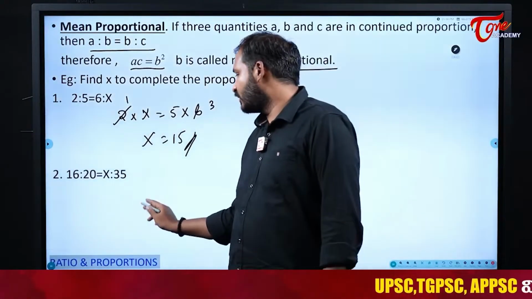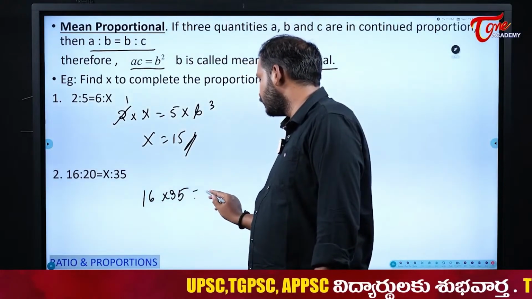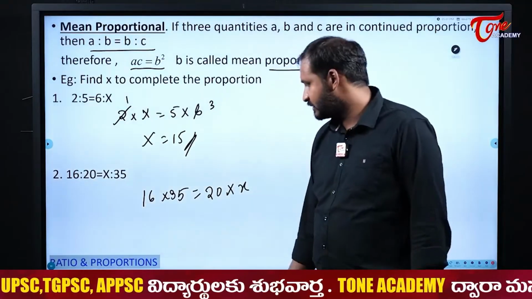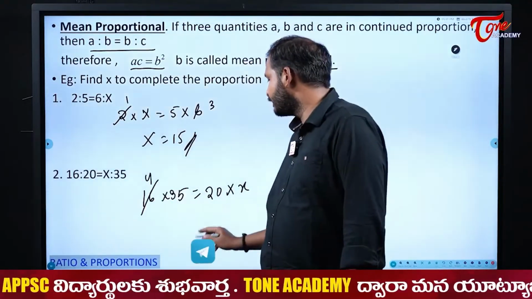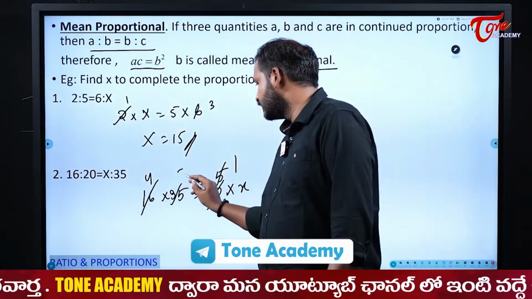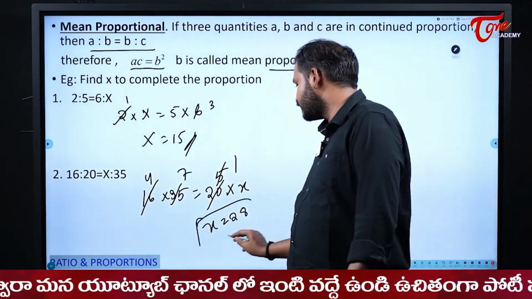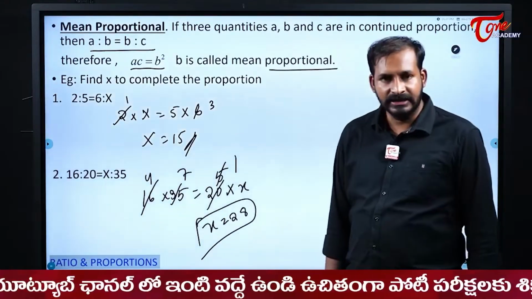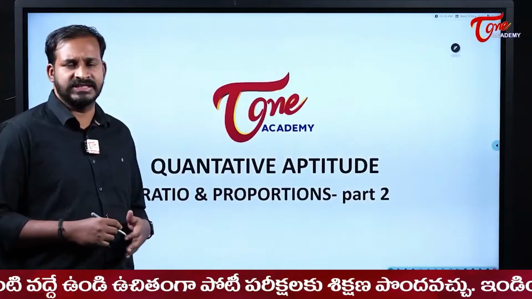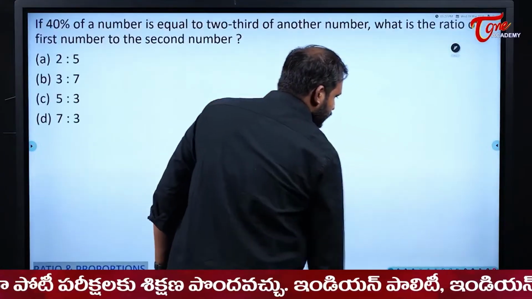And similarly here also, product of means is equal to product of extremes. So 16 into 35, that is extremes, is equal to product of middle terms, 20 into x. So x value I will get here is 28. Like this we are going to find the proportional values. So now in this session we will see the problems from the concept. Okay, now we will see.